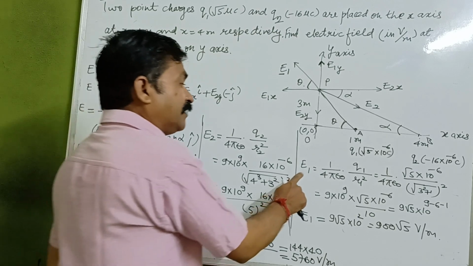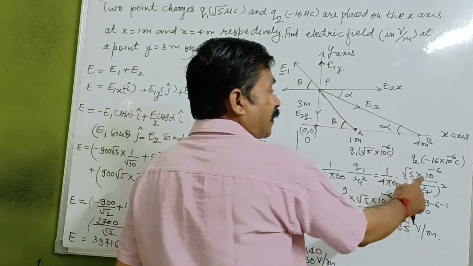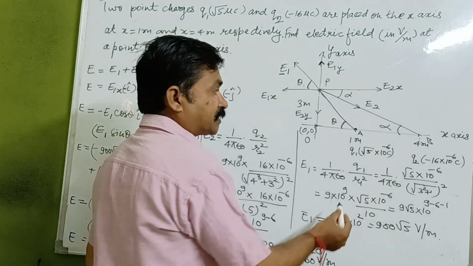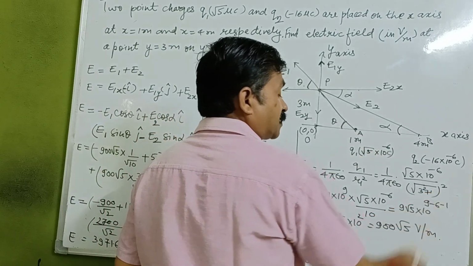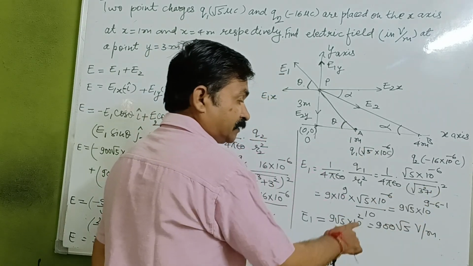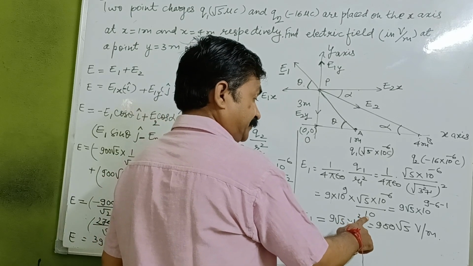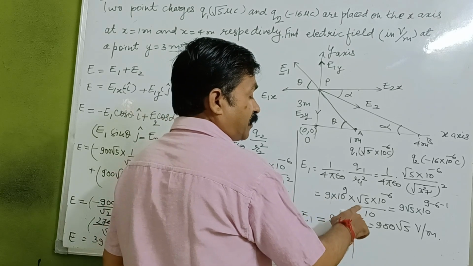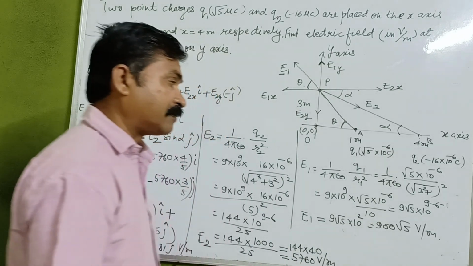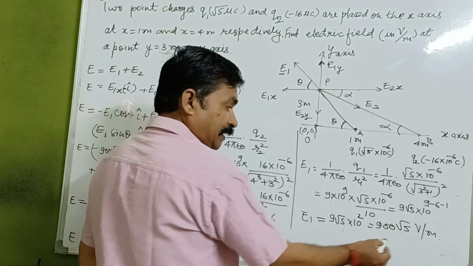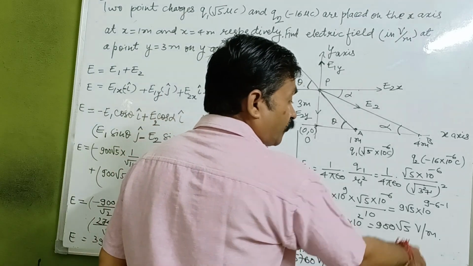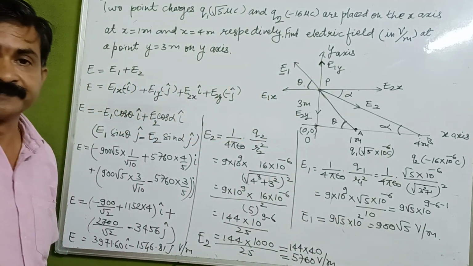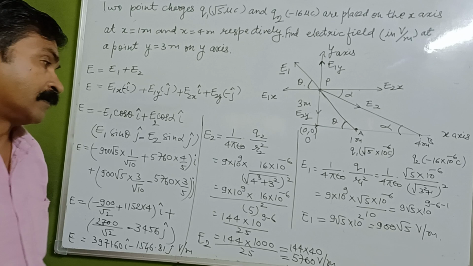So E1 we can determine: root 5 into 10 raised to the power minus 6, and R1 we have got as under root 3 square plus 1 square, that is 10. So 9 into 10 raised to the power 9 into root 5 into 10 raised to the power minus 6. Ultimately if we calculate, we will get the electric field 900 under root 5 volt per meter.